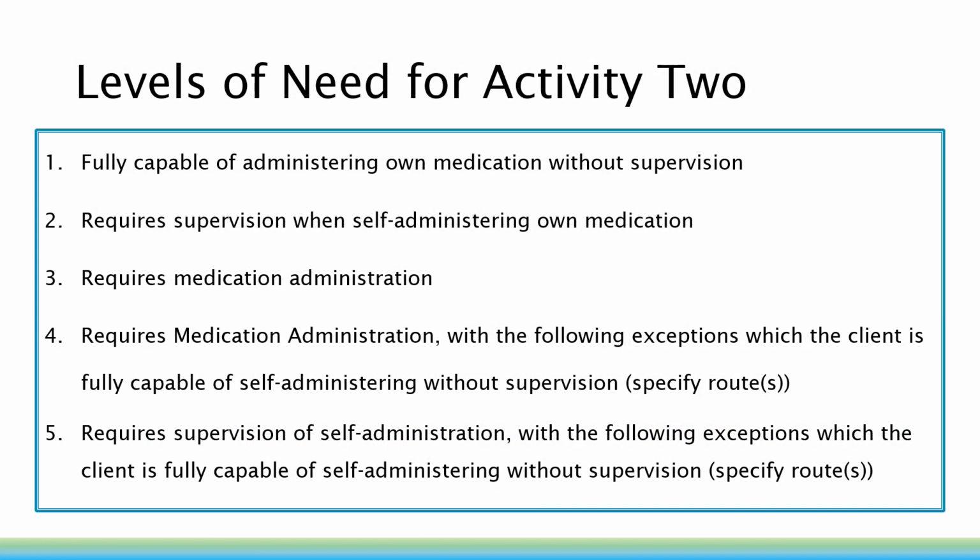Before we go to the next activity, these are the levels of need that you're going to use for activity 2. 1, fully capable of administering own medicine without supervision. 2, requires supervision when self-administering their own medicine. 3, requires medicine administration. 4, requires medicine administration with the following exceptions, which the client is fully capable of self-administering without supervision. 5, requires supervision of self-administration with the following exceptions, which the client is fully capable of self-administering without supervision, with specified routes.